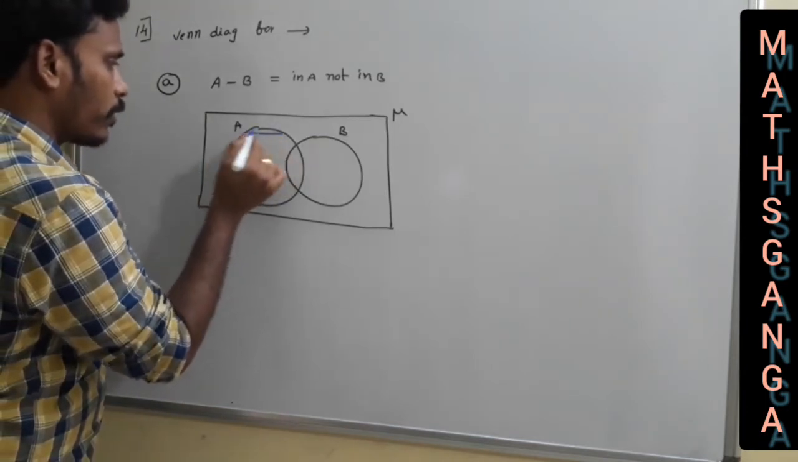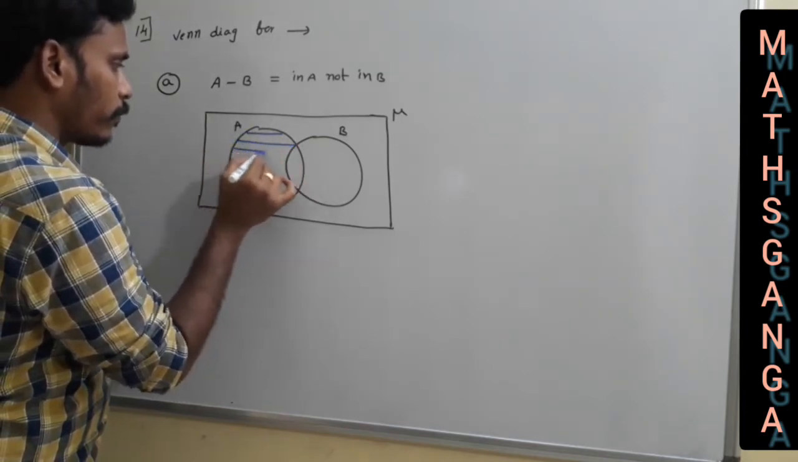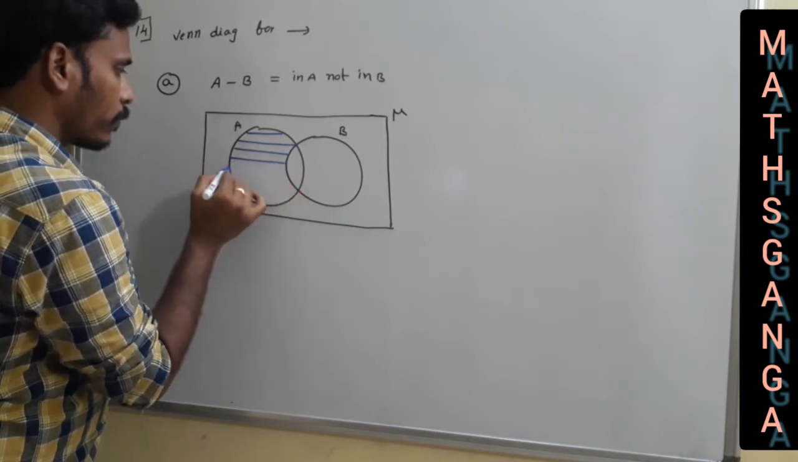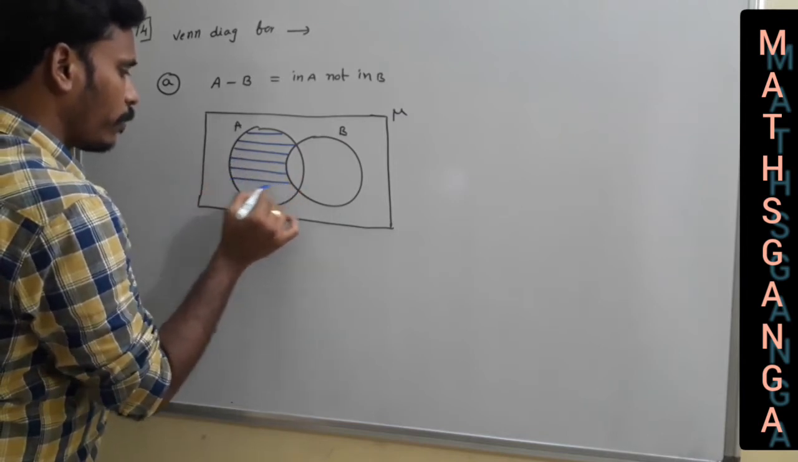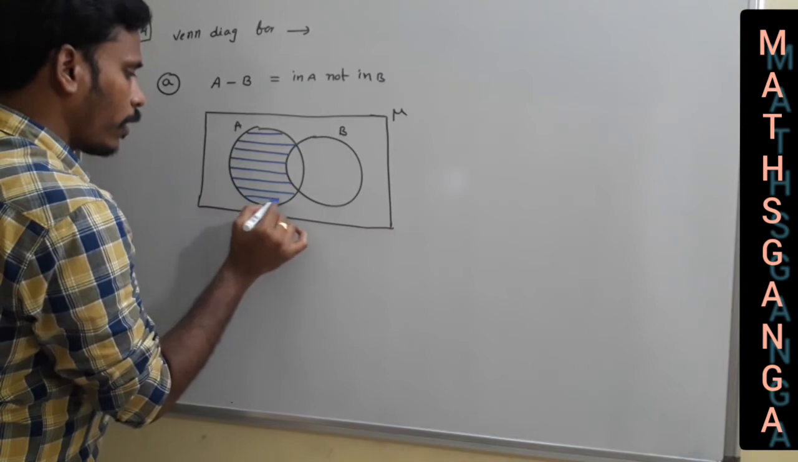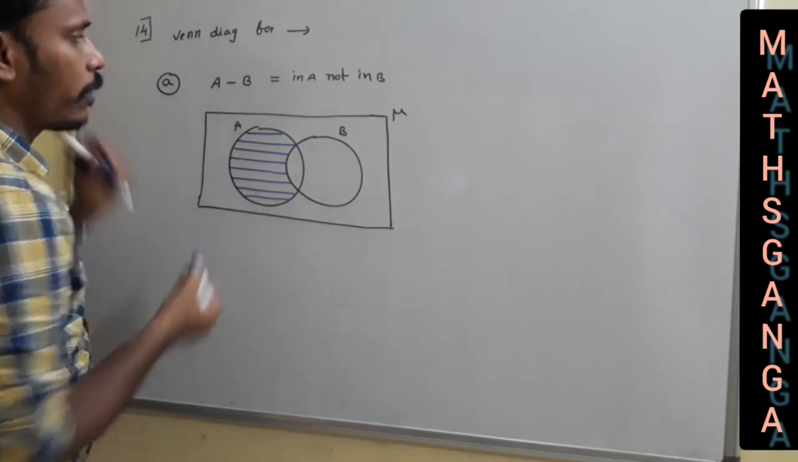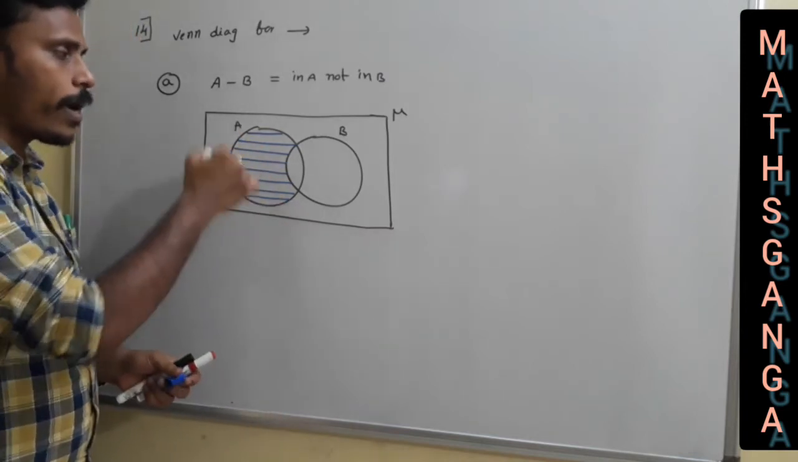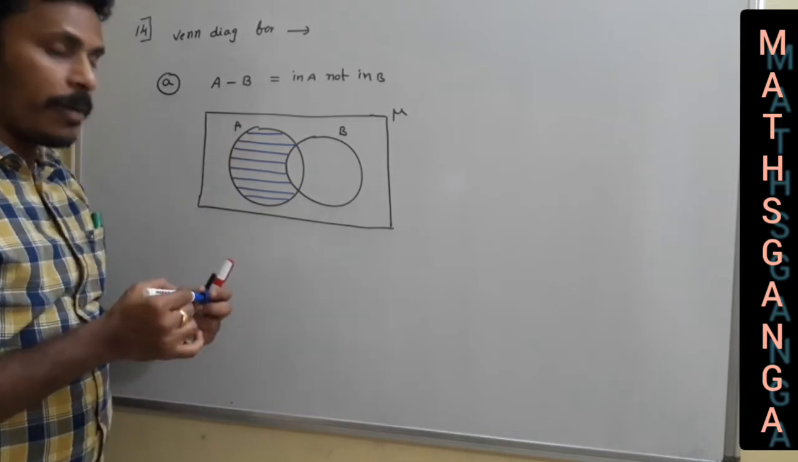Just have a look at this. This is the region in A and not in B. So this is represented by this region. This Venn diagram is usually mentioned as A minus B.